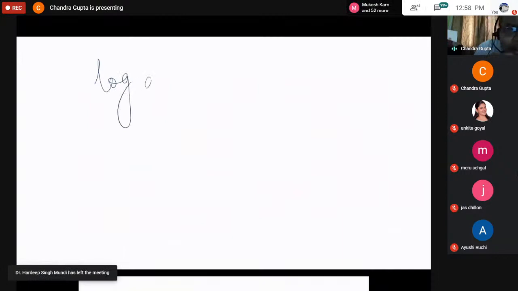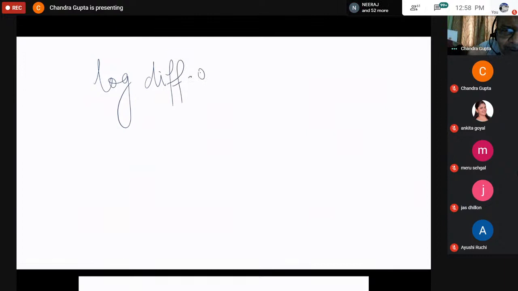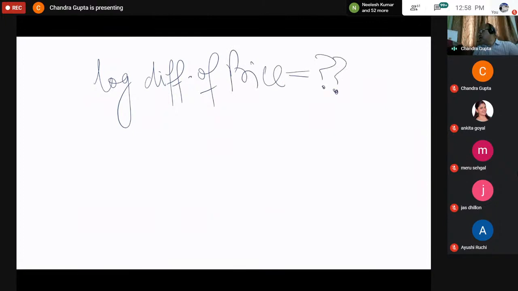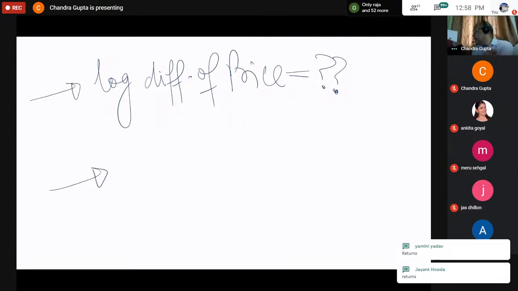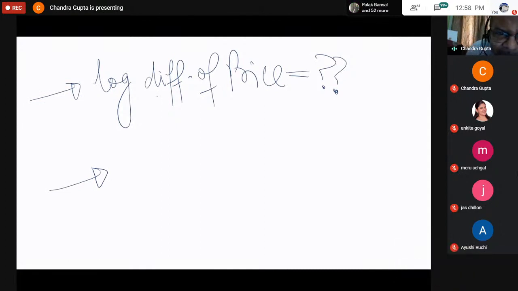Log difference of prices gives me what? Any one of you tell me what is the interpretation of the log difference of prices? Finance people, please go ahead. Yamini. Returns, yes. And more specifically, it represents continuous compounding return.